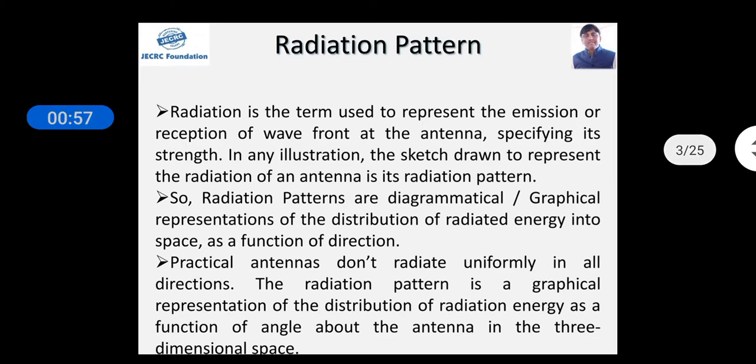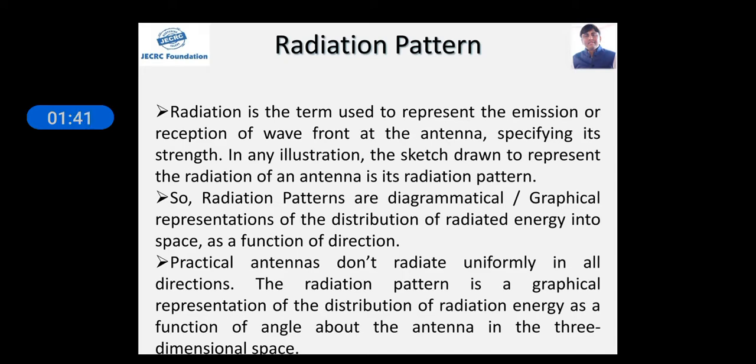So antenna is a device, and the radiation pattern is a quantitative measure or a graphical representation of a specific antenna to describe its behavior or nature, that in which direction it will work and how it will work. So first come to radiation. Radiation is the term used to represent the emission or reception of the wavefront or EM signal at the antenna. Radiation pattern is a graphical representation of the distribution of radiated energy into space as a function of direction.